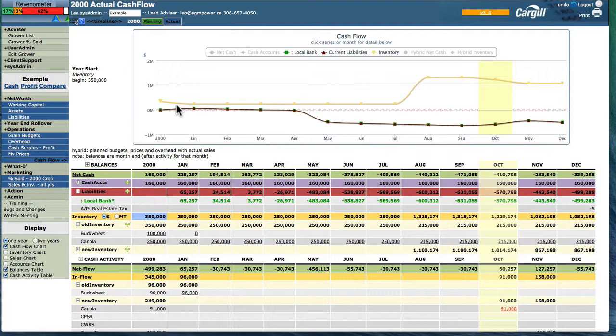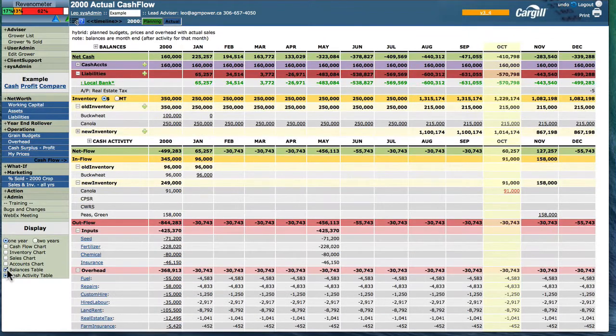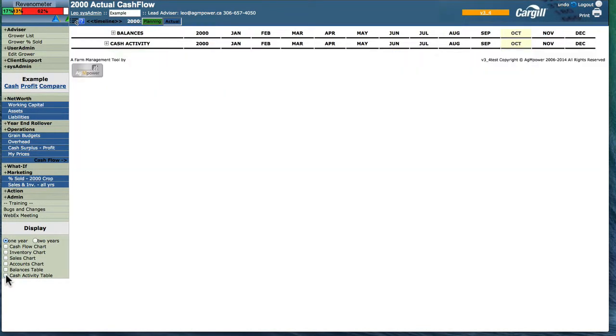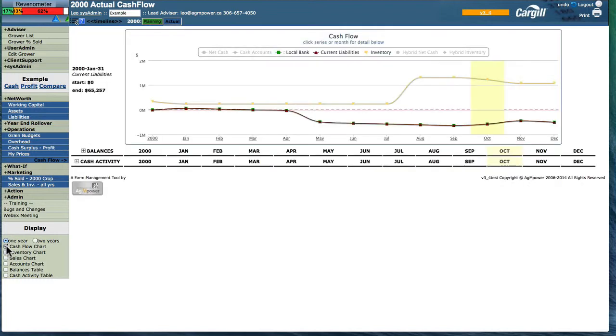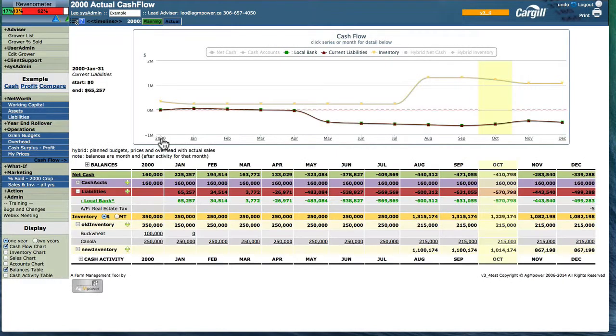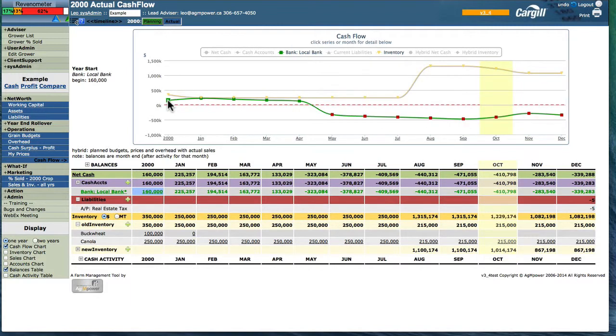This graph simply represents the numbers that are in this table below it. You can hide components of this page here in the menu. The cash flow chart brings in its numbers from the balances table. The first column shows us the starting position, which is reflected in net worth. Inventory is $350,000 and cash starts at $160,000. Every month shown to the right is the ending amount. This is January 31st, February, and so forth.